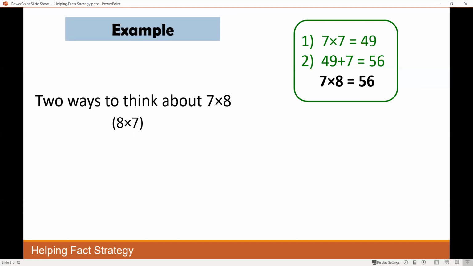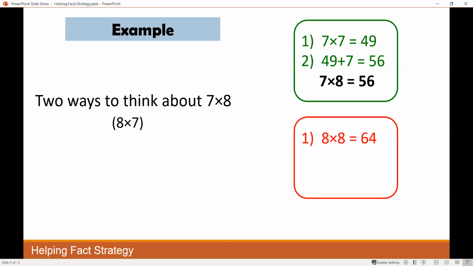We can also come at it from above. Let's say we have 8 copies of 8. 8 times 8 is 64. That's one too many 8s. So to get my answer, I'm going to subtract 8. 64 minus 8 is 56. Therefore, 7 times 8 is 56.